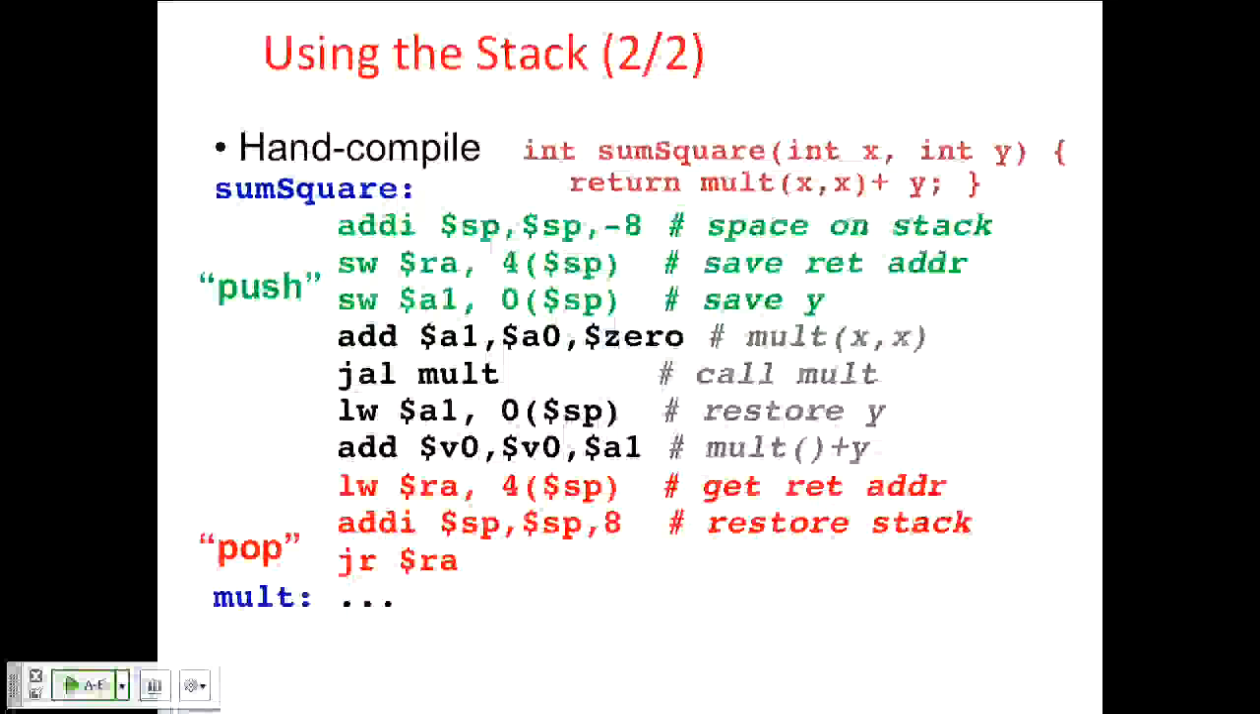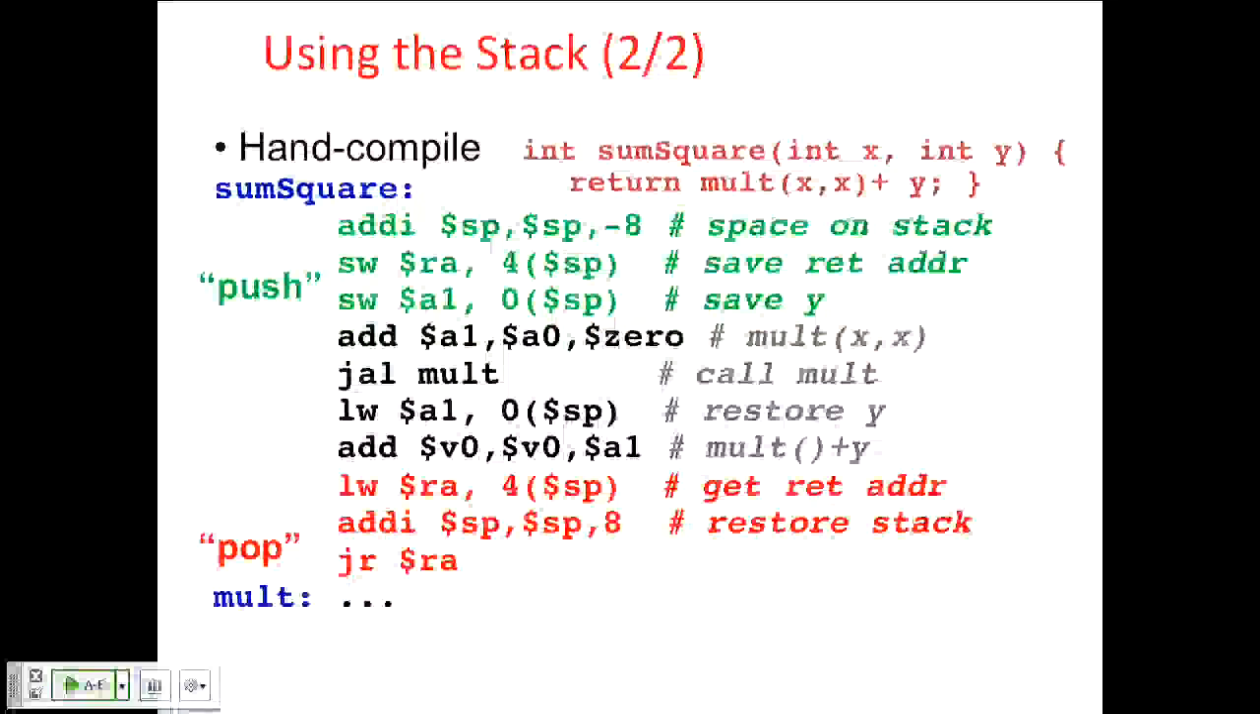Then we do a jump and link to the multiply function. So at this point, when the processor actually executes this code, it's going to jump off to that function. That function is going to look something like this, but then at some point it's going to return. And when it returns, it's going to return to the instruction following the jump and link. And here what we're doing is reloading the saved value of A1, which is Y. And we're reloading it because we needed to finish calculating the return value here.